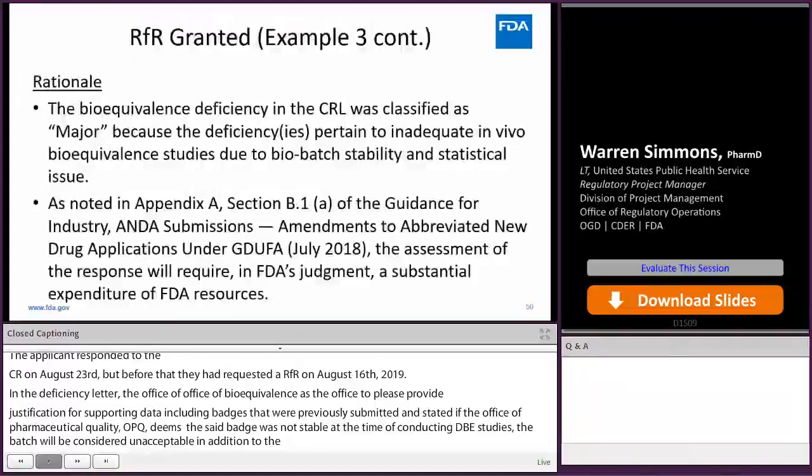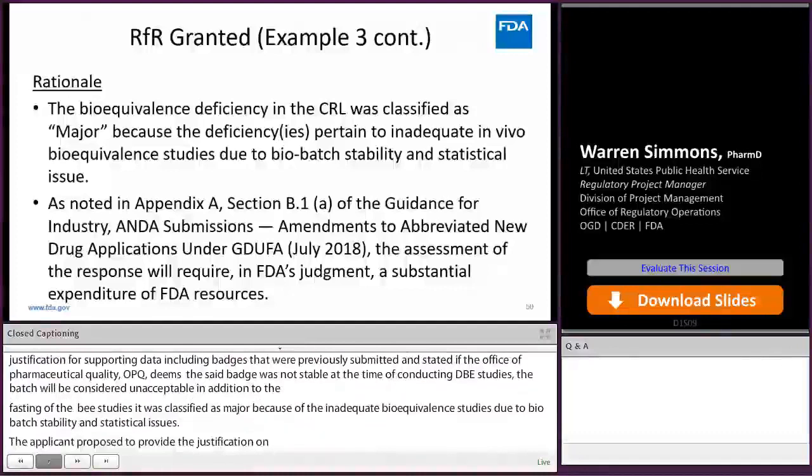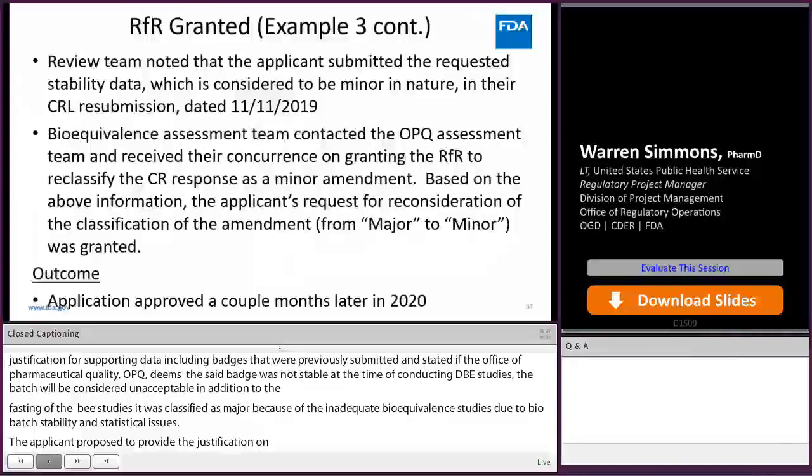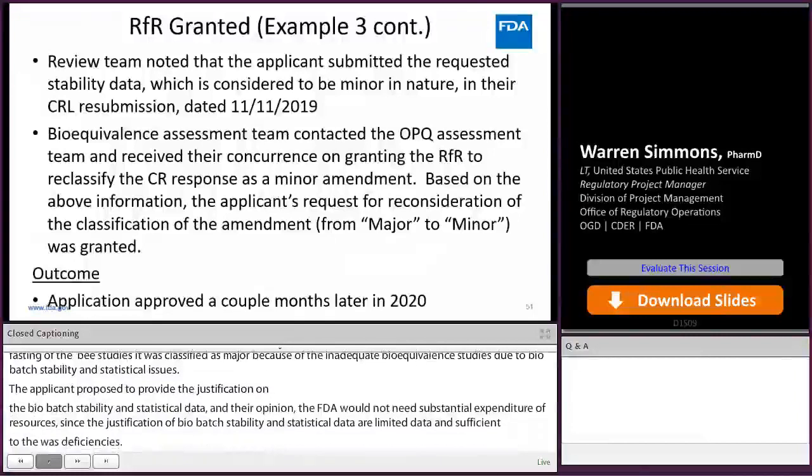The applicant proposed to provide the justification on the biobatch stability and statistical data. In their opinion, the FDA would not need substantial expenditure of resources since the justification of biobatch stability and statistical data are confined to limited data and are specific to the deficiencies. The bioequivalence assessment team contacted the OGD assessment team and received their concurrence on granting the RFR to reclassify the CR response as a minor amendment.